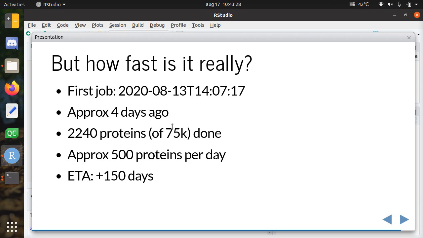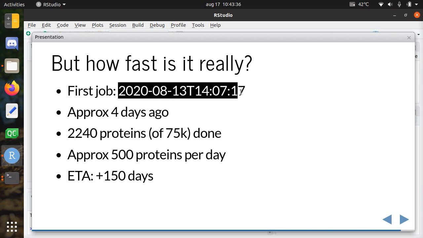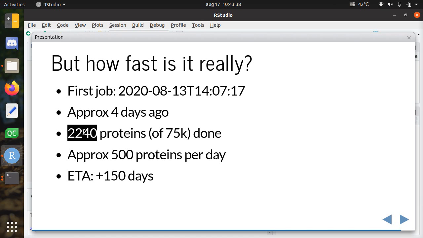But then the question is, I started this 4 days ago, so how fast is it really? The first job with this setup I started 4 days ago, and as of this morning, there were 2,000 something proteins done. That means, on average, it does 500 proteins a day. But the human proteome is 75,000, so the expected time of arrival is 150 days. That's not fast enough, because then my contract has already ended.